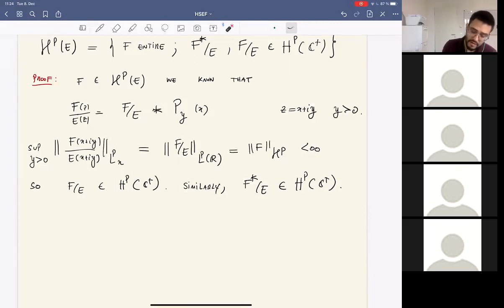Okay, so let me re-explain this. F is in H^p, we do know that F divided by E is of bounded type, and it is L^p on the line. And if we go to theorem 12, I guess, I have the book here, this is the only condition we have.